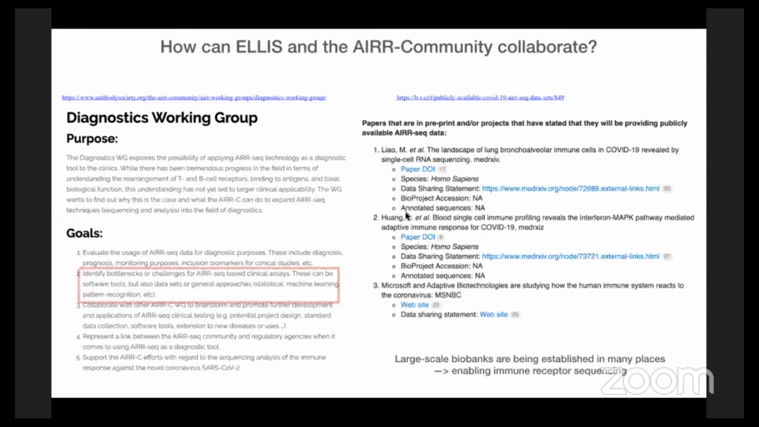So how I think ELLIS and the AIR community could collaborate is via this diagnostics working group that we have, where we are specifically looking for statistical and machine learning approaches for pattern recognition in immunoreceptor data. And as I said, there are a few data sets available, but I hope in the future there will be many more. And many countries are establishing large-scale biobanks, which will enable large-scale immunoreceptor sequencing.